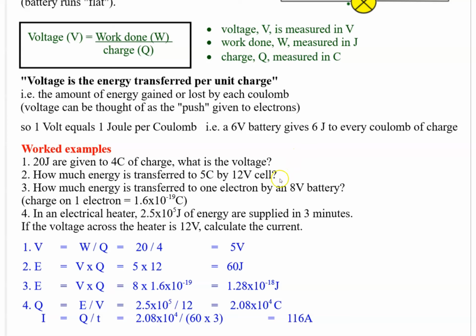Question 2 is just a variation. If we're trying to find the energy or the work done, I can rearrange this formula to make E or W the subject. E is equal to V times Q. Nice easy numbers, 5 times 12, 60 joules.